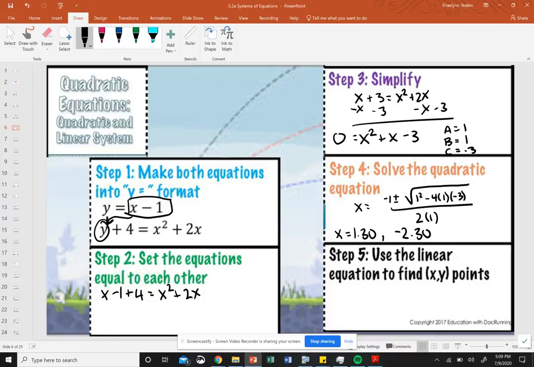So now I'm going to plug those into the linear equation. So y equals x minus 1. So then y is going to equal 1.3 minus 1, and y is going to equal negative 2.3 minus 1. So then my first answer is 1.3 comma 0.3, and my second answer is going to be negative 2.3 comma negative 3.3. And if you graphed that, you could see that to be correct.